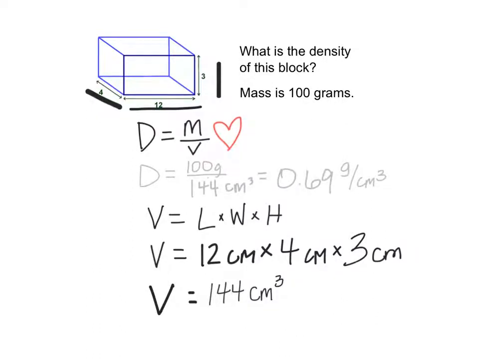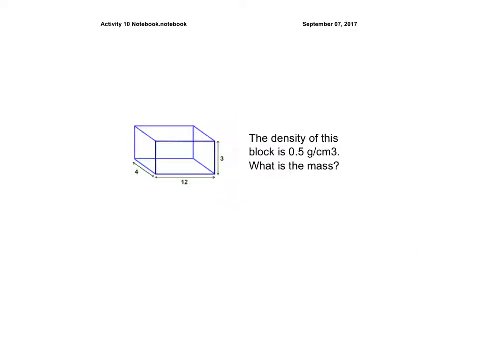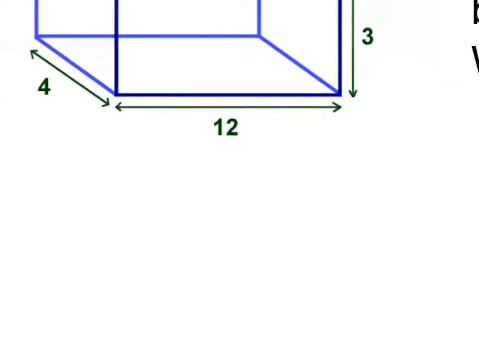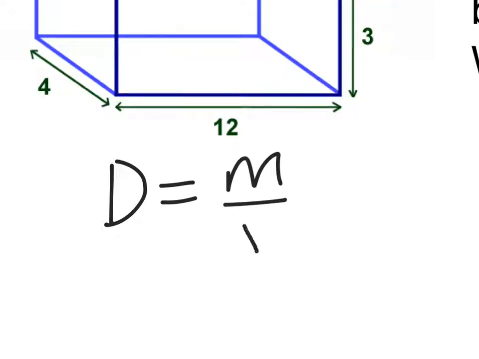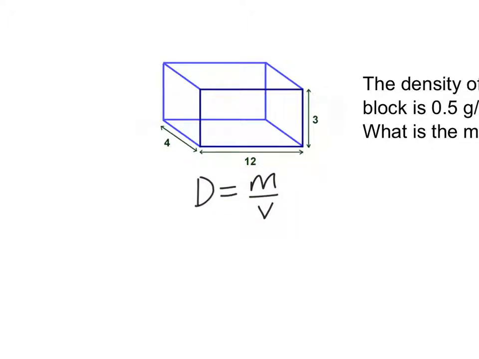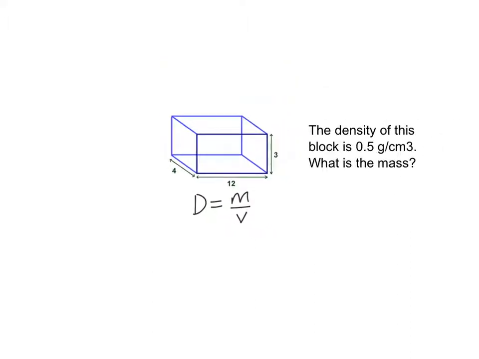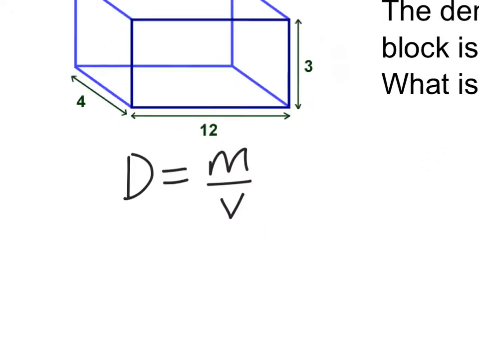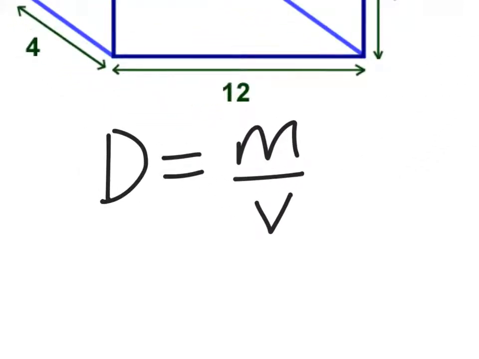Let's go to the next one. The density of this block is 0.5 grams per centimeters cubed. What's the mass? Okay, let's write our formula again. Density equals mass divided by volume. In this one, I want to know, what is the mass? It says it here in the question. What is the mass? Okay, so I am no longer finding the density. I am finding the mass right here.